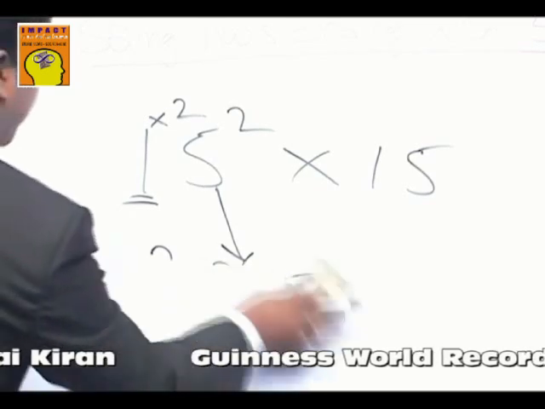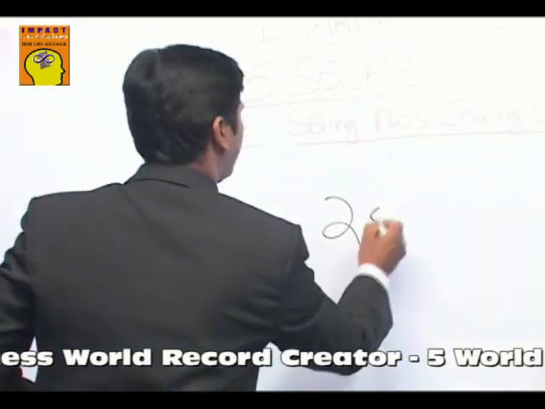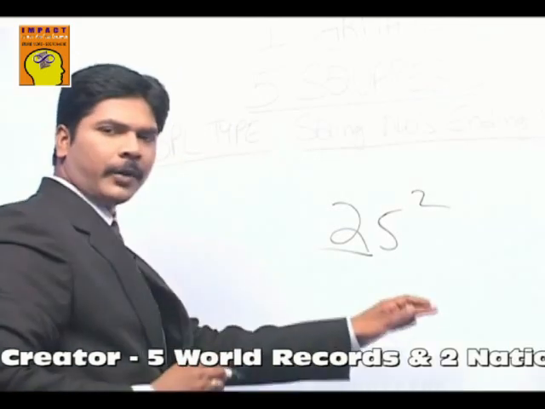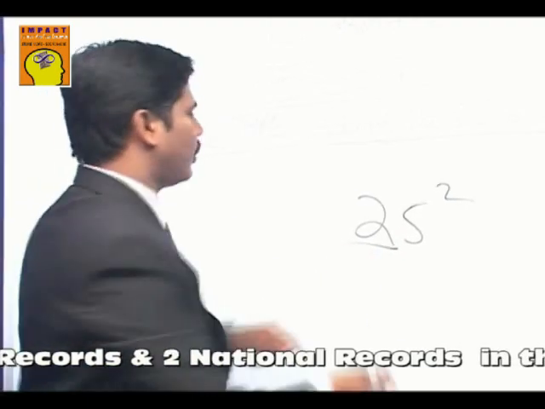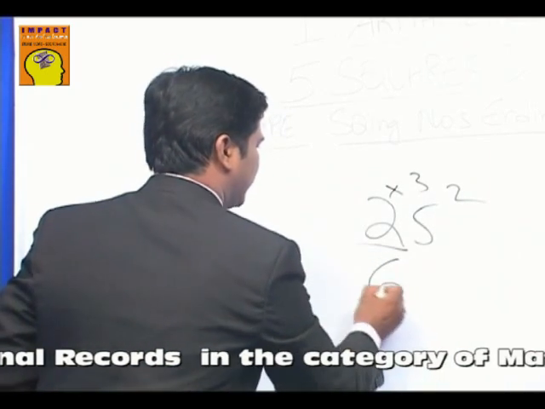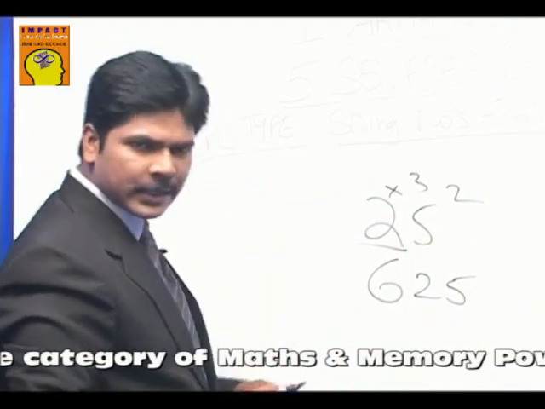Now let's take one more example, something like this. How much is 25 square? Now focus on the left number, not the right number, okay? What's the number here? 2. What is the immediate next number after 2? It is 3. Multiply 2 times 3, you get 6. And then blindly write 25 after the number, that's it. So when you square 25, you get 625.